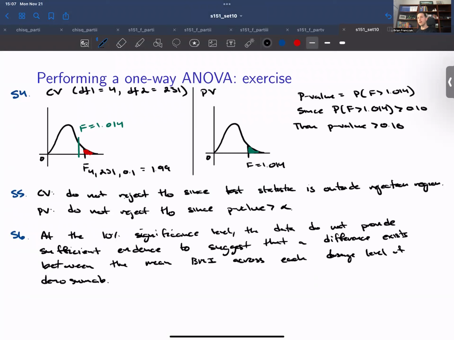So again, the ANOVA F test, the one-way ANOVA F test, is a test that allows us to check for a difference among 3 or more population means. So this is an extension of a two-tailed, two-sample hypothesis test.